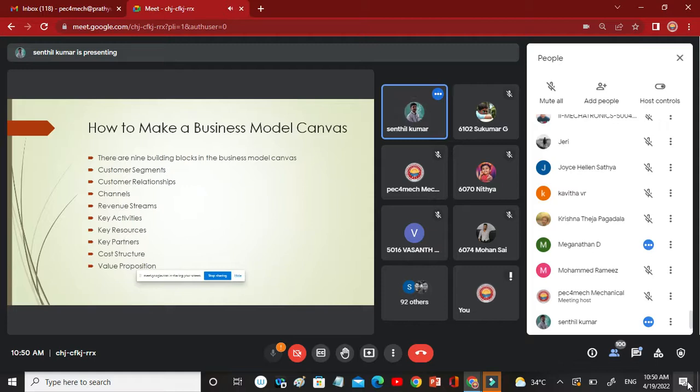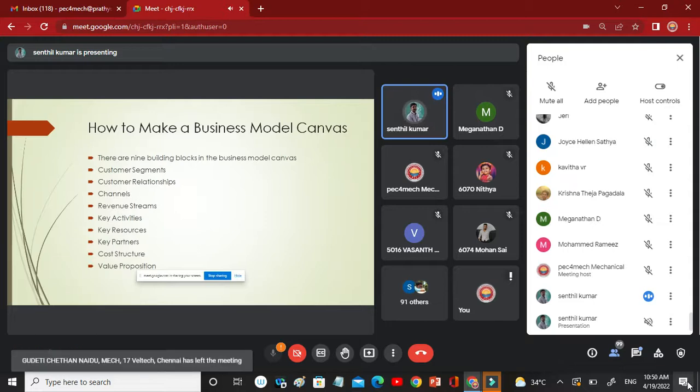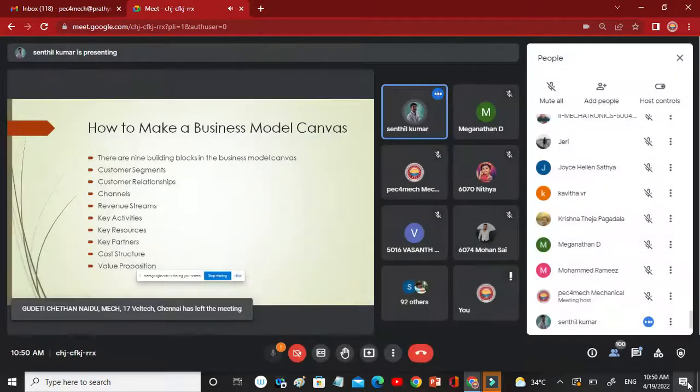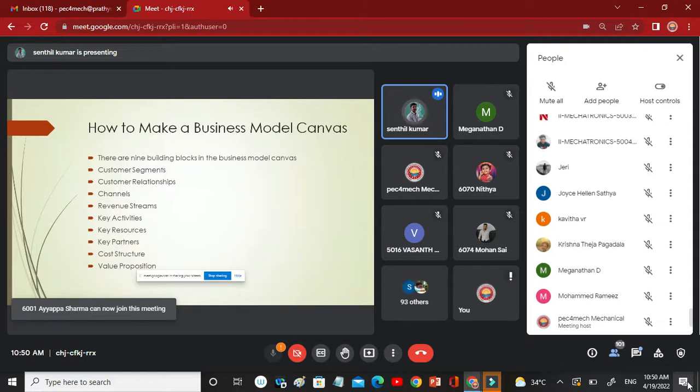Hello. Yes sir. Okay. So these are the 9 building blocks. Normally this is a unique model for any kind of BMC: customer segments, customer relationships, channels, revenue streams, key activities, key resources, key partners, cost structure and value proposition. These are the 9 key elements which will help you in this business model, one by one. Let us see them one by one in detail.